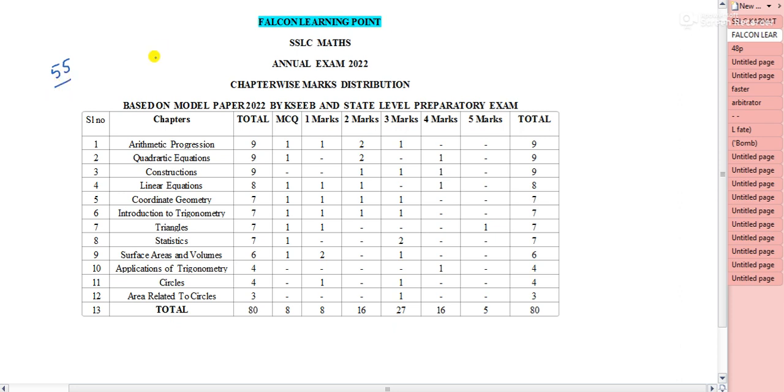I have already made two videos in which we have solved the problems from AP, quadratic equation, linear equation, trigonometry, triangles, surface areas and volume, circles, and area related to circles. So in this video I will be solving problems from constructions, coordinate geometry and statistics. So with this we'll be solving for 55 marks.